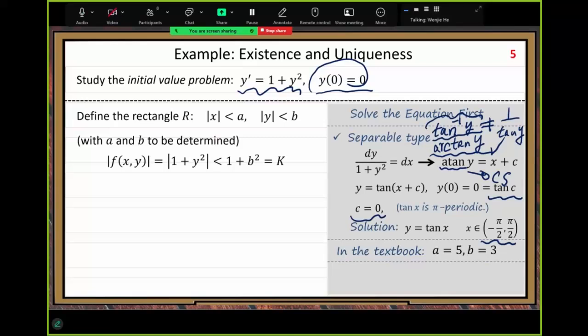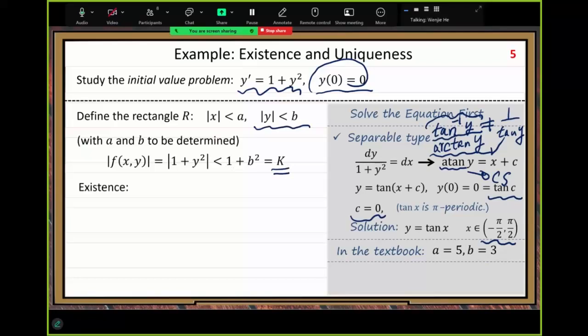Then let's apply the three conditions in our existence and uniqueness theorem. First, the f function must be bounded, right? So let's calculate the bound. Because the absolute value of y is less than b, 1 plus y squared is less than 1 plus b squared, and we define this number as the capital K constant.